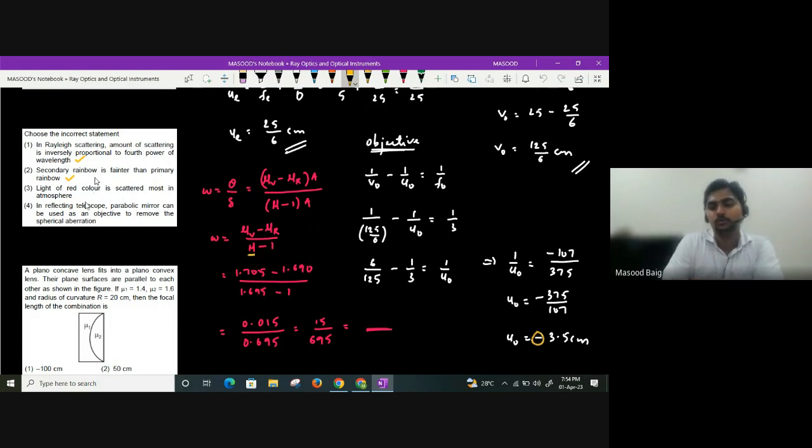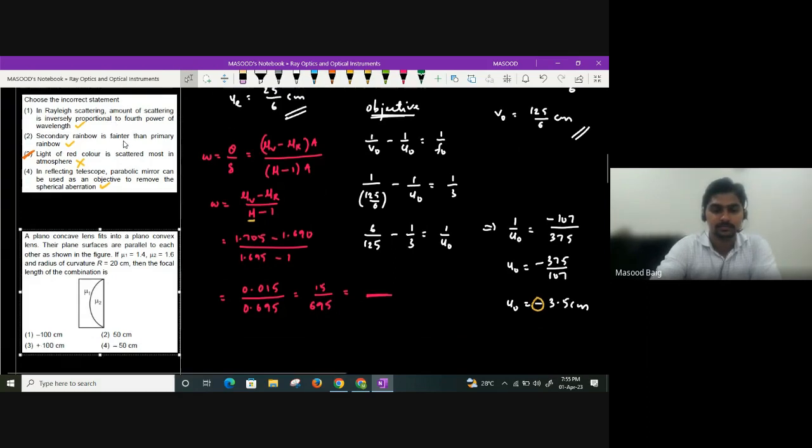Light of red color is scattered most, it seems. Now, we got to know Rayleigh scattering is inversely proportional to the fourth power of wavelength. So whichever has more wavelength will have less scattering. They are saying light of red color is scattered more in the atmosphere. Is this a correct statement? No, it is a wrong statement, guys. In a reflecting telescope, a parabolic mirror can be used to remove spherical aberration. Yes, it is a correct statement. So which of them is the incorrect statement? Light of red color is scattered most in the atmosphere is the incorrect statement, because the amount of scattering is inversely proportional to the fourth power of wavelength. More the wavelength, less the scattering. As we all know, red color has more wavelength, so it will have less scattering, guys. Is that clear? Yes or no?